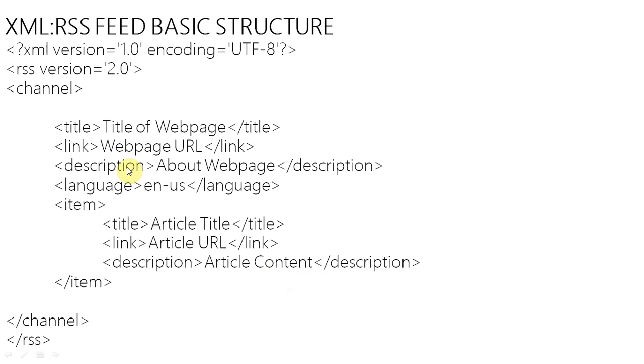So these four are the header of the page, of the channel, and these are the headings of each news item. So in one channel we have multiple news items. This is the heading of one news item, and this is applied to all news. But how will we retrieve the news, how will we access the news?